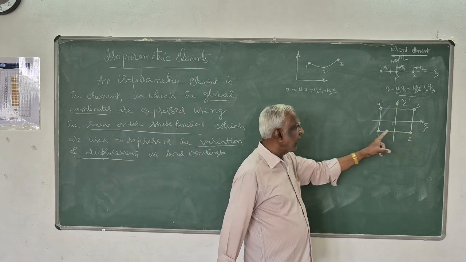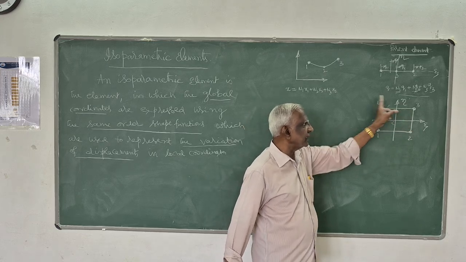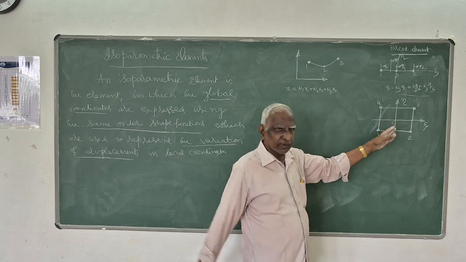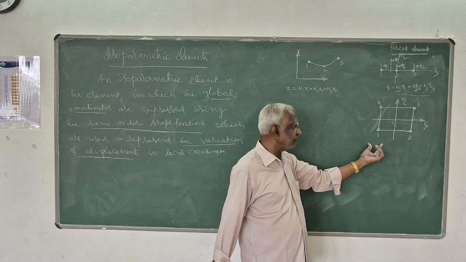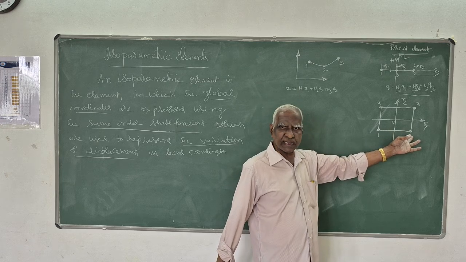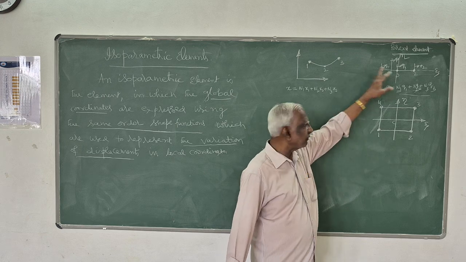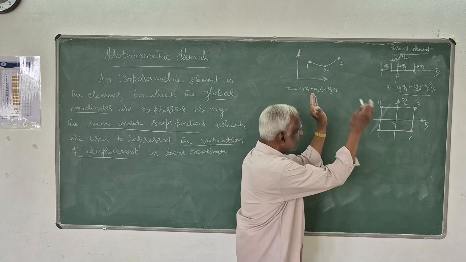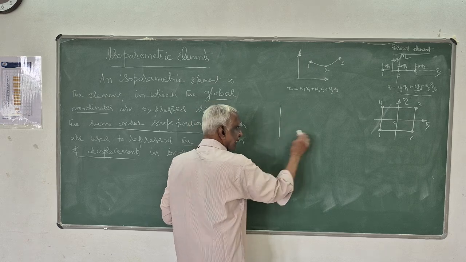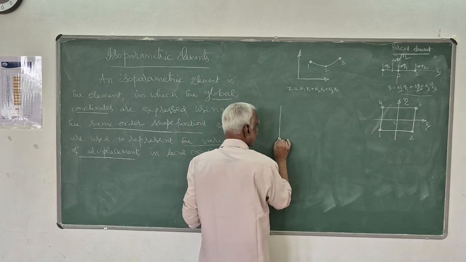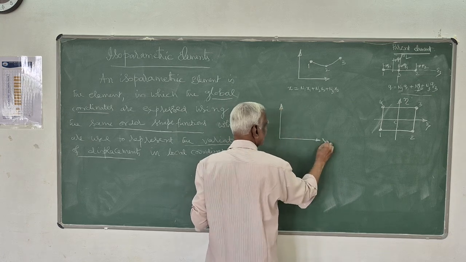rectangular element and find the shape functions N1, N2, N3, N4, I have already derived them. N1 is (1 minus xi) into (1 minus eta) by 4. Here it is (1 plus xi) into (1 minus eta) by 4, like that. So you have already derived this, and that same shape function is used to represent this same rectangle in the global coordinates.